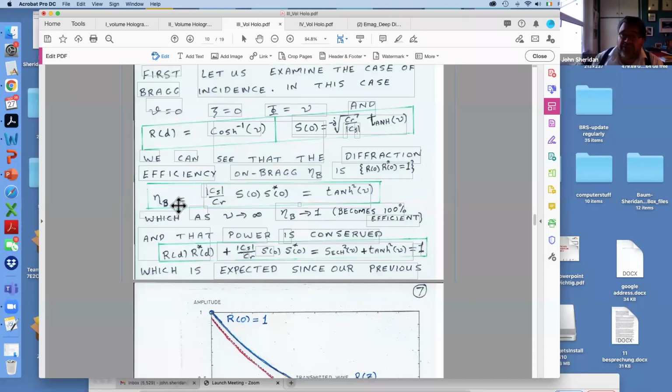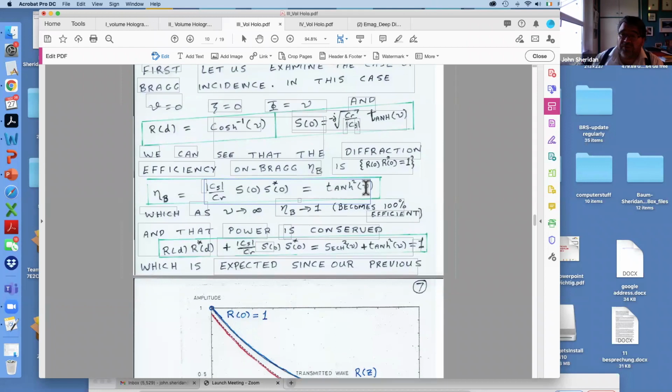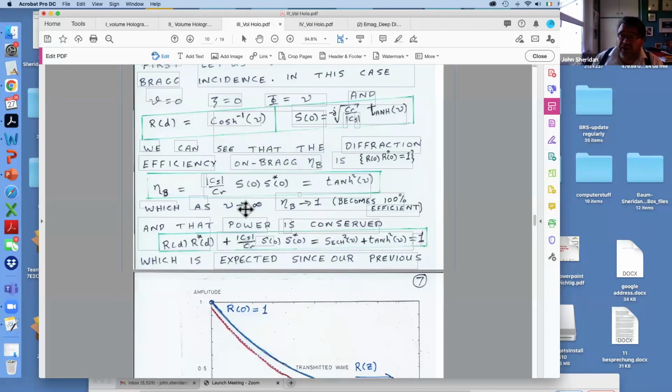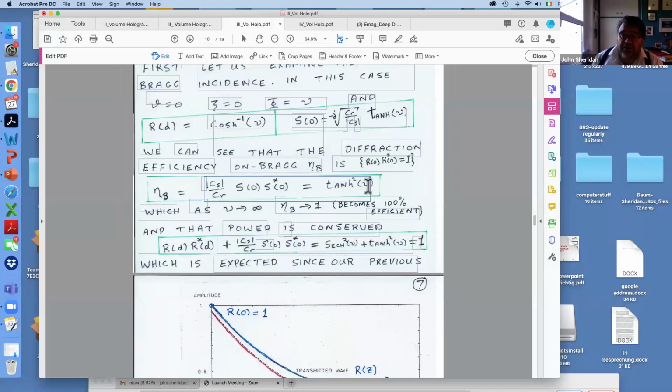The diffracted efficiency, the obliquity factors, this by its complex conjugate gives us this hyperbolic tangent of nu. And as nu goes to infinity, the diffraction efficiency goes to 1. So this again is different now from before, where we had a diffraction efficiency which was sine squared. So as we increase the grating strength, we would increase our diffraction efficiency up to a value of 1. And if we increased our grating strength further, we would overmodulate and our diffraction efficiency would decrease.